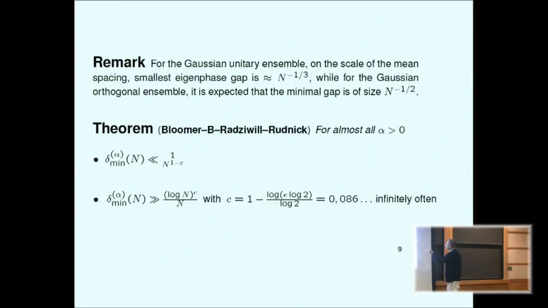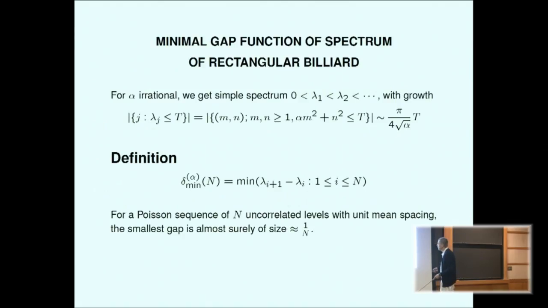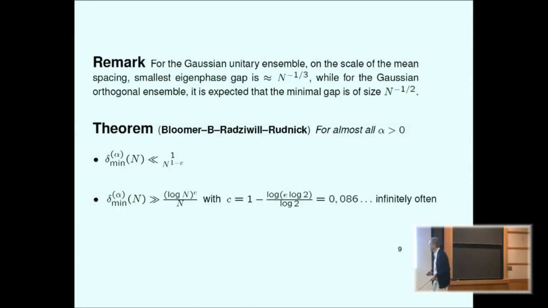In other ensembles, there is a certain repulsion going on. So the 1 over n behavior is specific for the Poisson behavior. And what it turns out... I'm sorry, what is this delta? Minimum spacing. Yes, it's just the smallest spacing of two eigenvalues up to n.